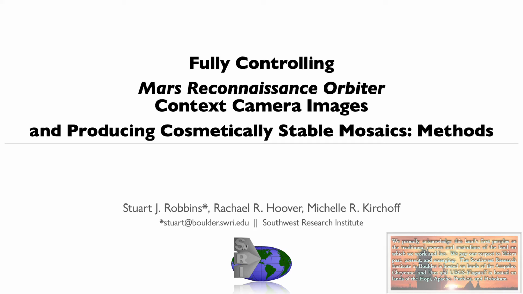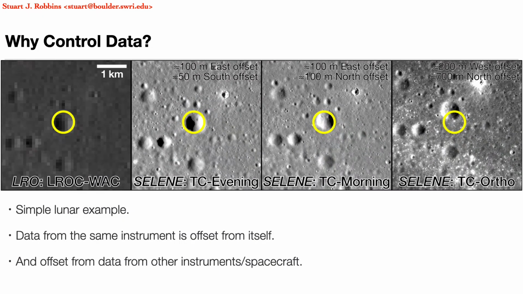Hello, my name is Stuart Robbins, and I'm going to be talking to you today about fully controlling Mars Reconnaissance Orbiter context camera images and producing cosmetically stable mosaics, the methods part. This is part of a two-part talk, the first part on the products I gave at the Planetary Mappers meeting a few weeks ago. So to start off with, why do we want to control our data?